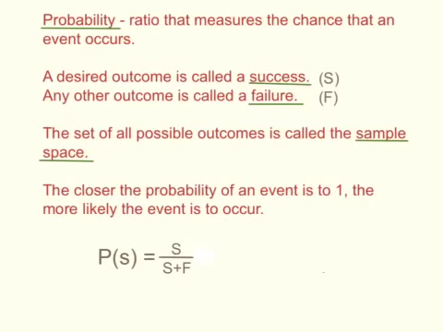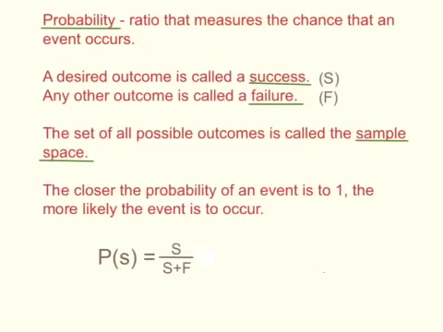Today we're going to look at how we can make predictions or make guesses about what might happen next, guesses about our data, and that's called probability. And it's expressed as a ratio. Fractions, yay! It's a ratio that measures the chance that an event occurs. And we have what we call desired events or successes, things that we want to happen, and we have failure outcomes, things we don't want to occur.